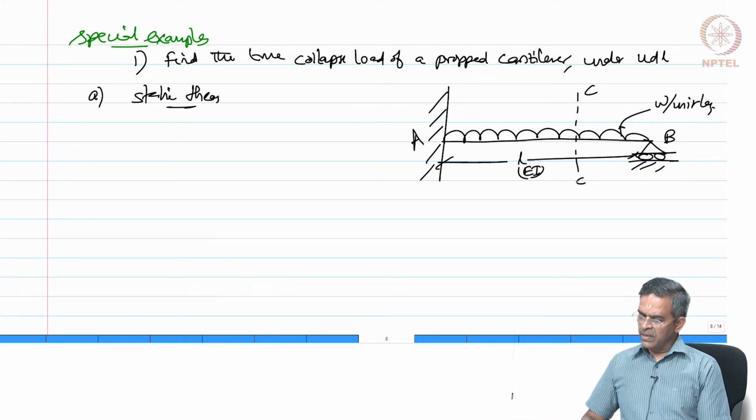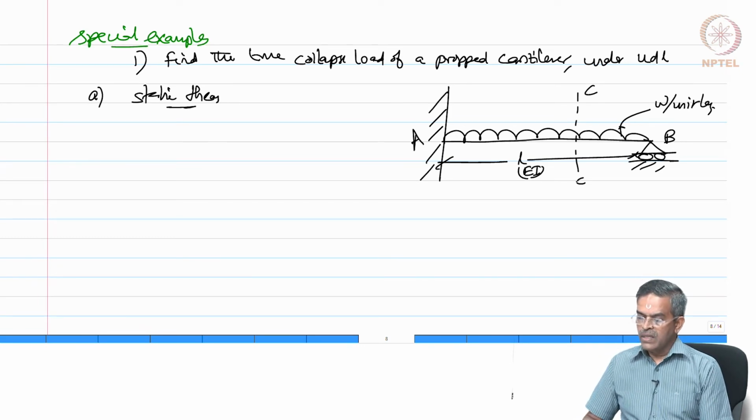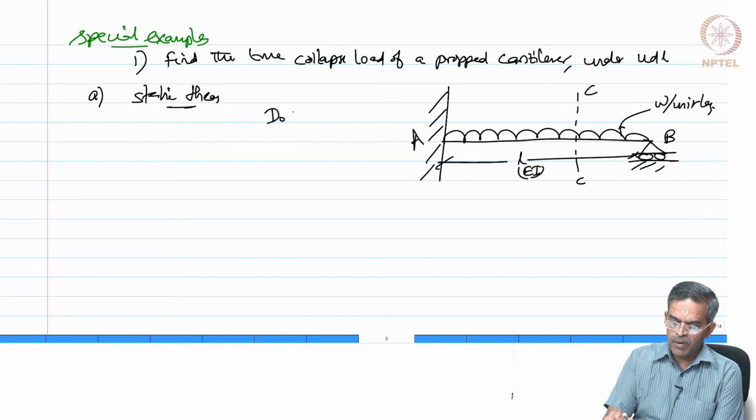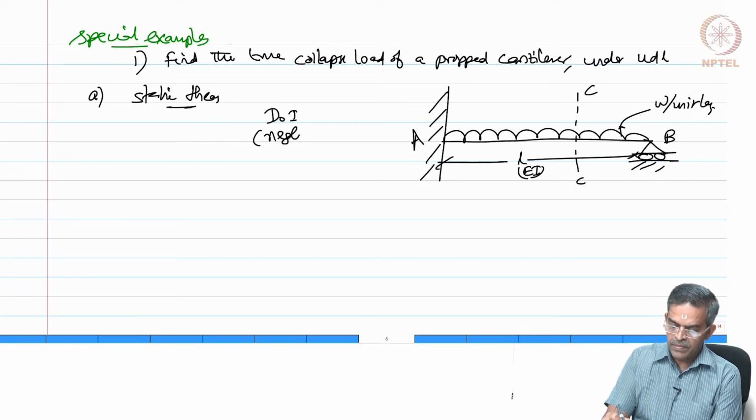Obviously, I think it is very clear for all of us that CC cannot be at the mid span because one end is propped, other end is fixed. So, there will be an uneven distribution of the critical section, it cannot happen at the midspan. So, by the way, let us see what is the degree of indeterminacy of this problem, neglecting axial deformation.